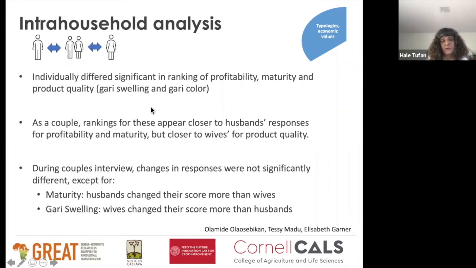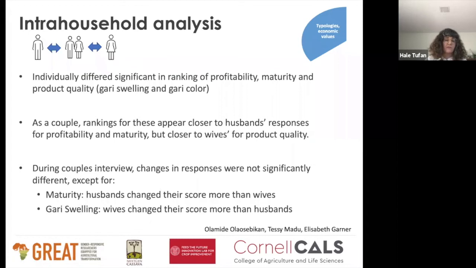And the reason why we wanted to do this is to see if there are any shifts. So if you have individual responses and a negotiated response, what does the negotiated response look like? Does it look more like the man's response or more like the woman's response? And what does that mean for the method? What we saw is, sure enough, there are significantly different individual rankings for profitability and maturity that men were preferring, and product quality, again, that women were preferring. Kind of, we already know that.